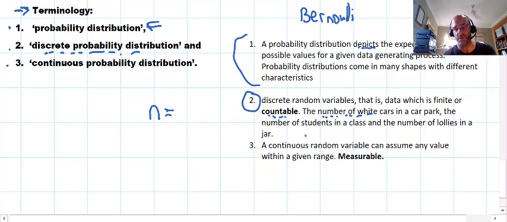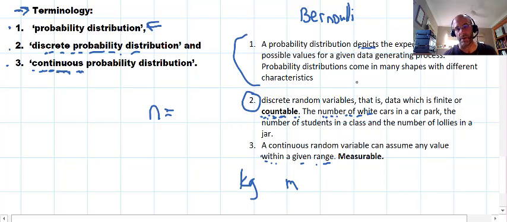And it's things you can count, such as the number of students or the number of lollies, things that are countable, basically. Is it countable or measurable? Because if it's measurable, and we're not going to focus on this for a little while, but we'll get into continuous probability distributions. It's for measurable quantities, perhaps things like kilograms or meters, various things that can assume any value within a given range, okay?